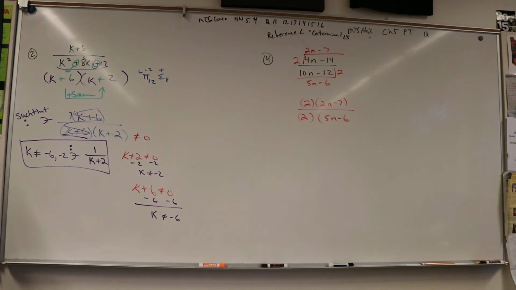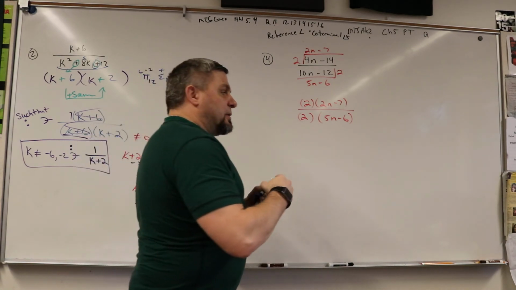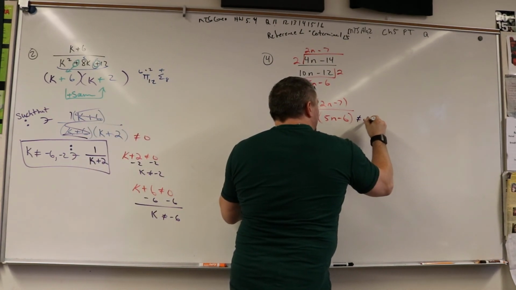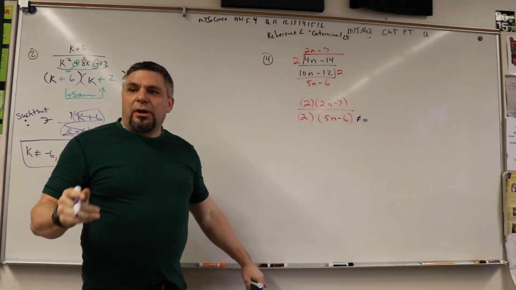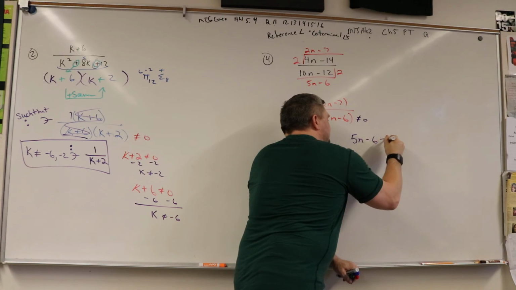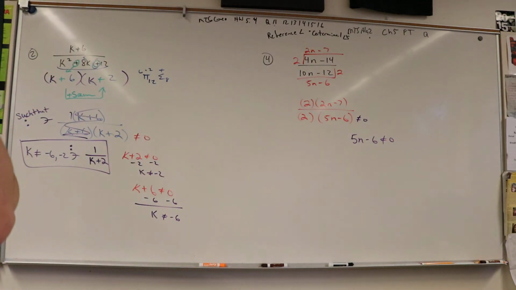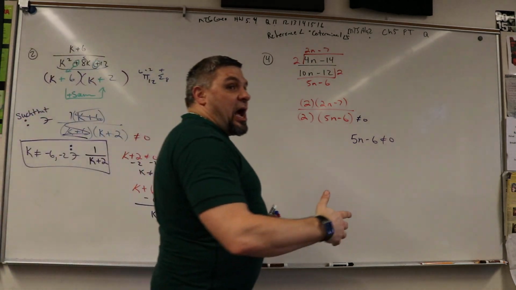Alright. So what can n not be? Well, the bottom cannot go to 0. So that means that 5n minus 6 cannot be 0. So how do I solve that? If I wanted to solve that normally, I would do the opposite.